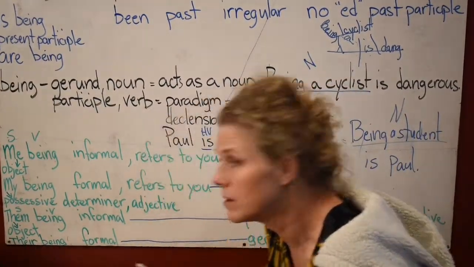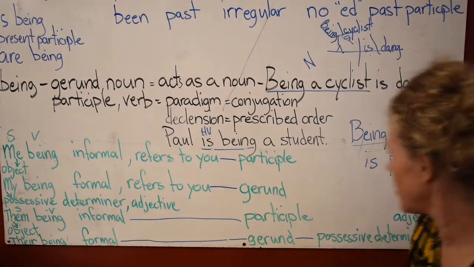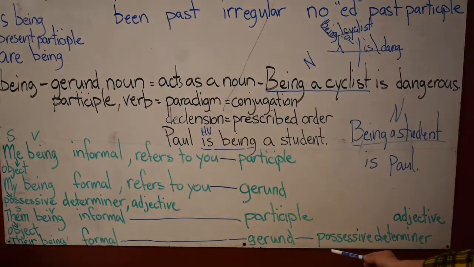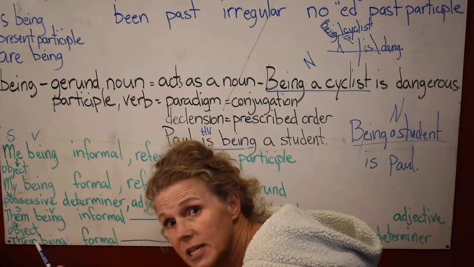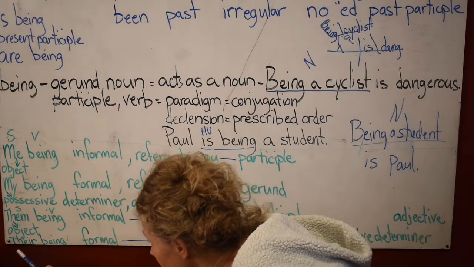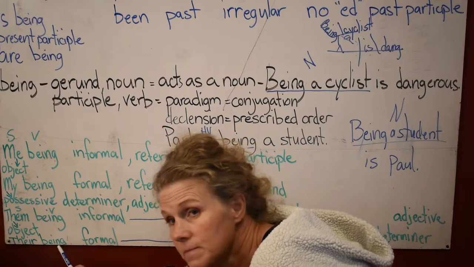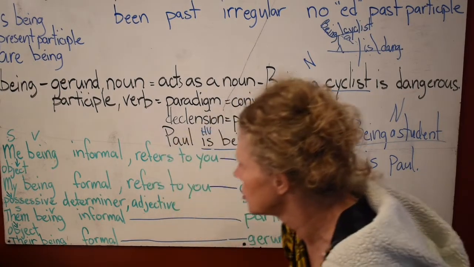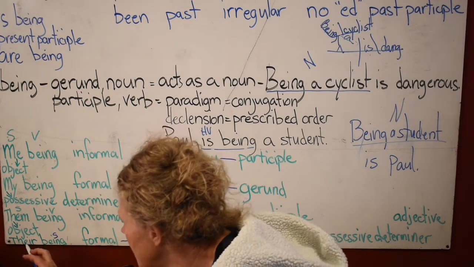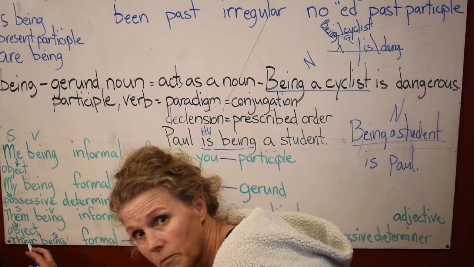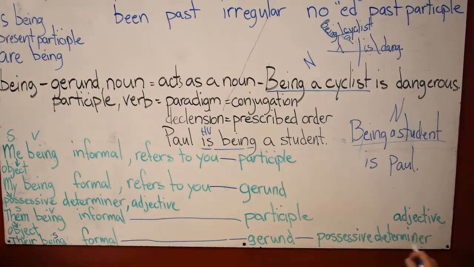Possessive determiners are adjectives in the pronoun area. Can you show them again? So look, this is their being. Their, right here, is a possessive determiner. And this is a gerund. This is going to be your subject here. And this is an adjective, or your possessive determiner.